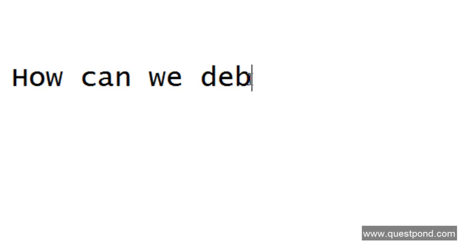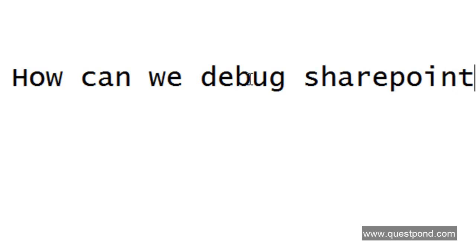In this video we will look into how we can debug SharePoint errors. Now when we talk about errors which come from ASP.NET, it's very easy to figure out. You can always turn custom errors on, and you can know what's happening. You can enable tracing, etc.